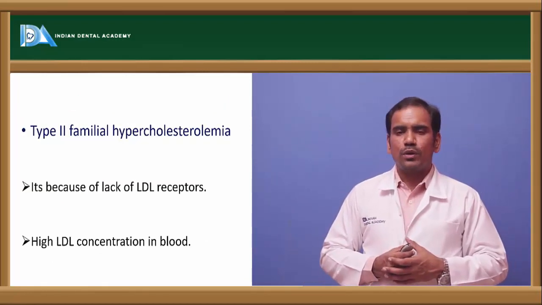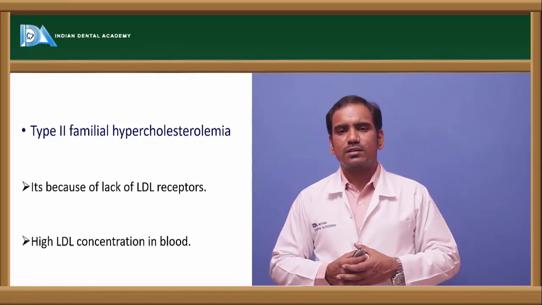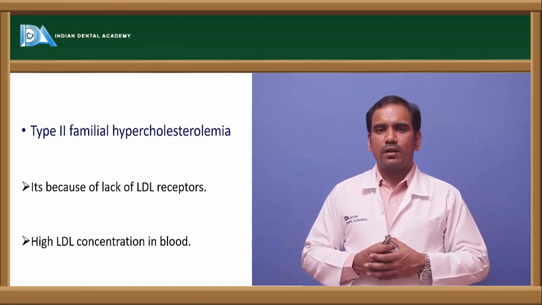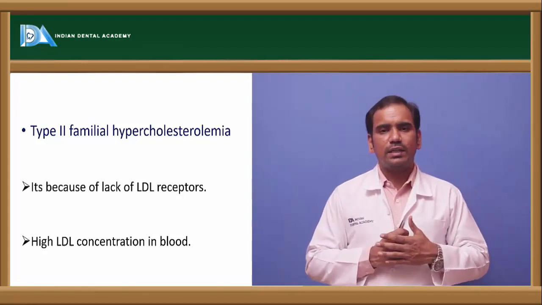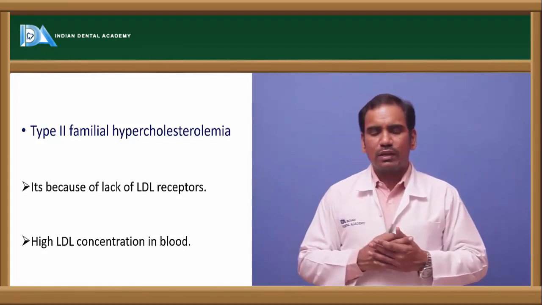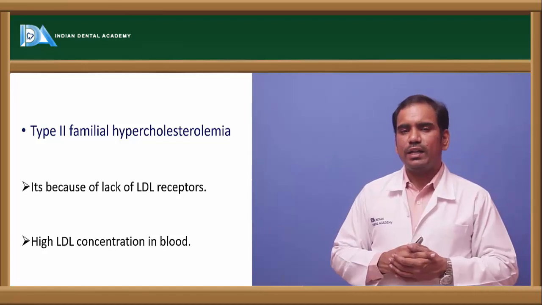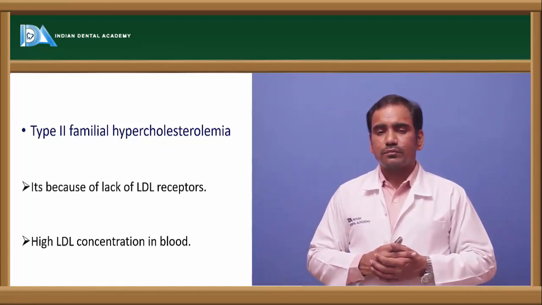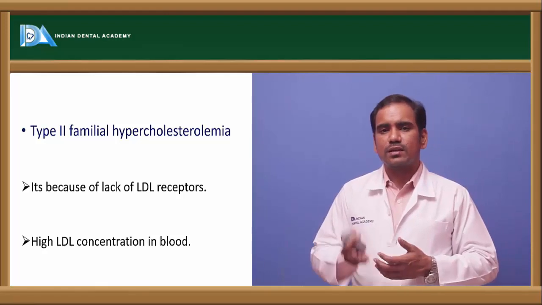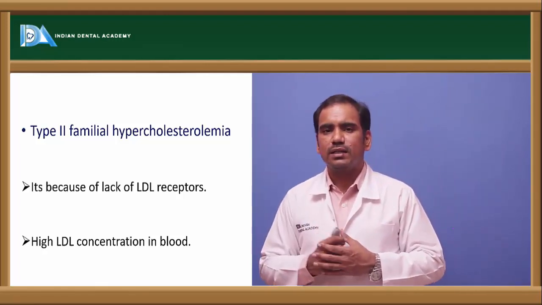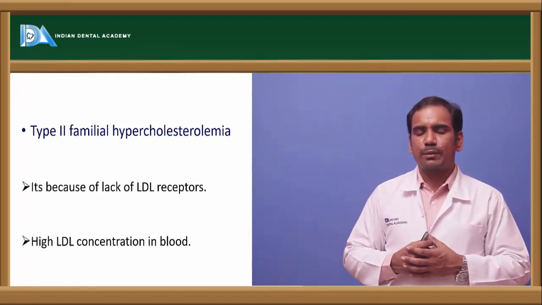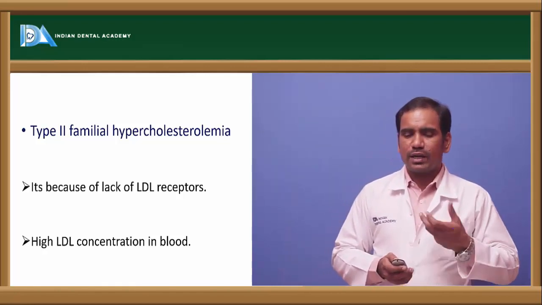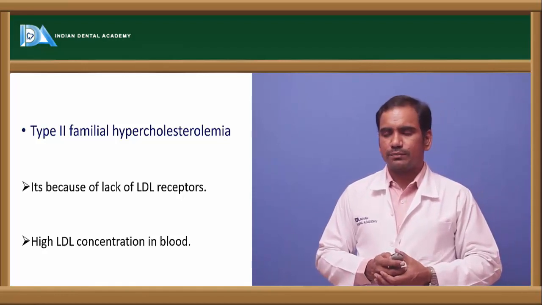Coming to type 2 hyperlipoproteinemia, that is called type 2 familial hypercholesterolemia. In this condition, the defect is in the LDL receptors. Whenever there is a lack of LDL receptors, that LDL receptor deficiency leads to increased concentration of LDL in the blood, and that is the important feature of type 2 familial hypercholesterolemia. Right? So the concentration of LDL cholesterol increases in the blood.